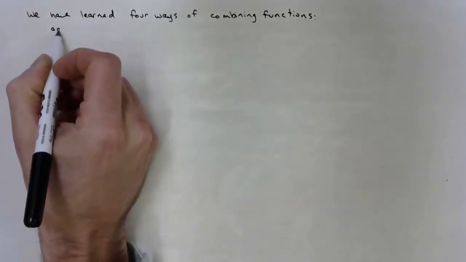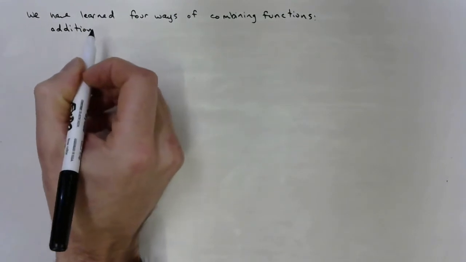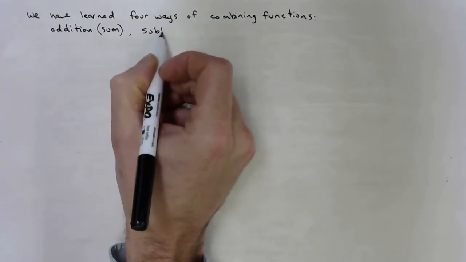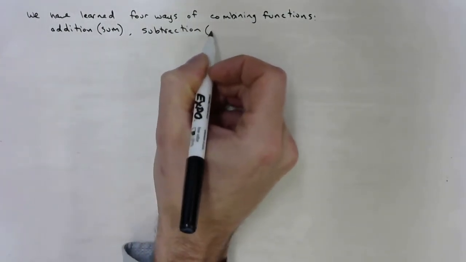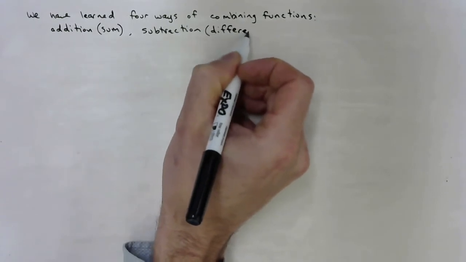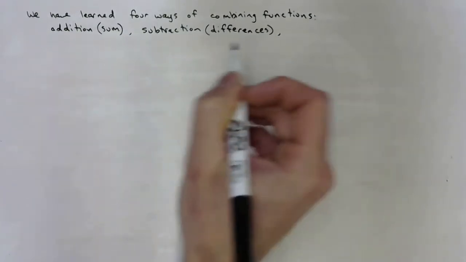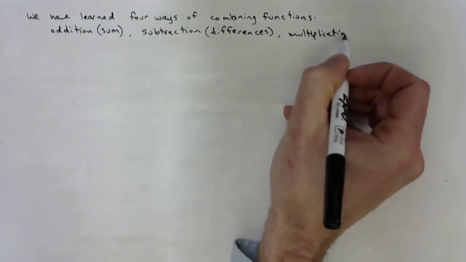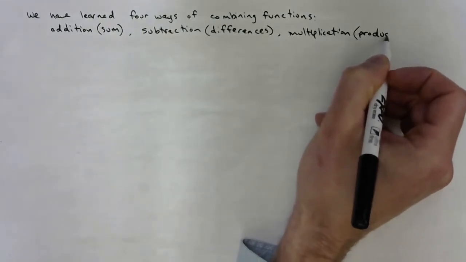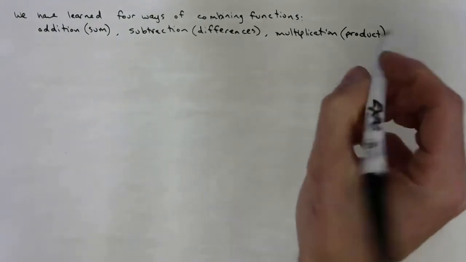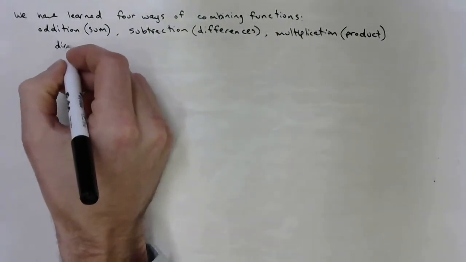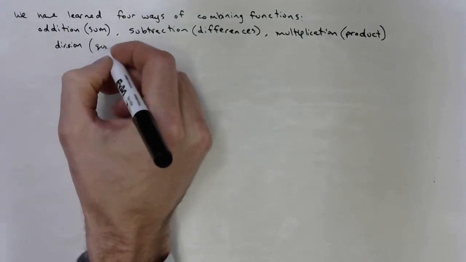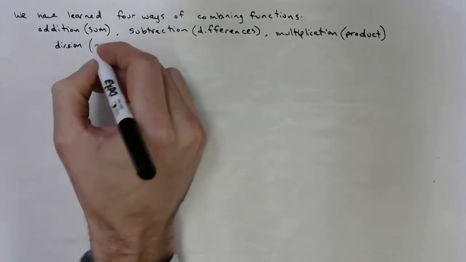They are the basic operations: addition, as in the sum; subtraction, that's finding the difference; multiplication, which is finding the product of 2 functions; and division, which is quotients, where one function is the quotient of 2 other functions.